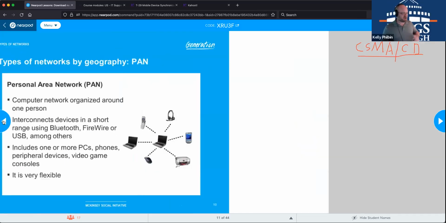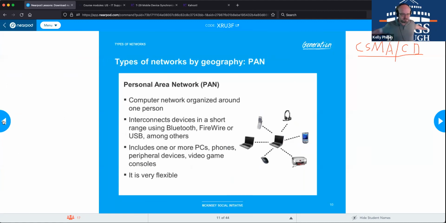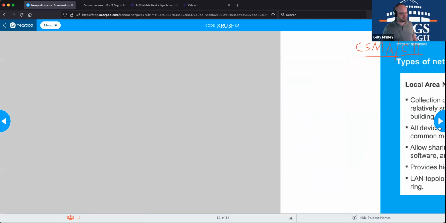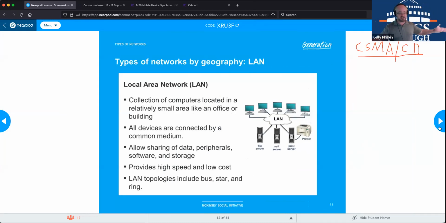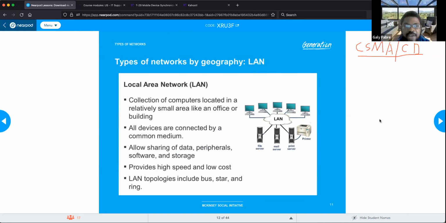So personal is arm's reach, right around you. A LAN goes out a little bit further, and can be the size of a whole building. It's still one geographic location, but it could be a whole building or a whole house. It could also be as small as one apartment in an apartment building, or one office in a skyscraper. That could be a single LAN, or the whole skyscraper can be a LAN. But it's still one geographic location.